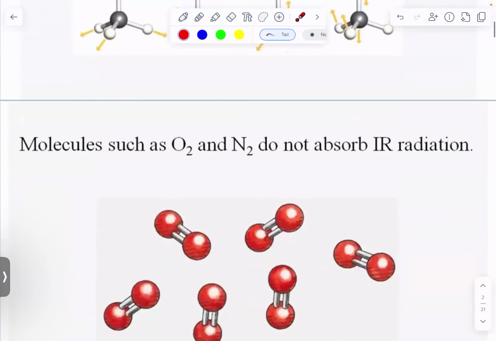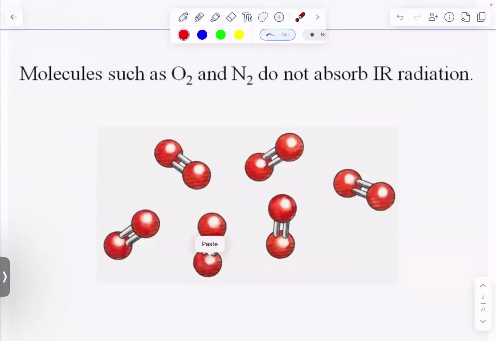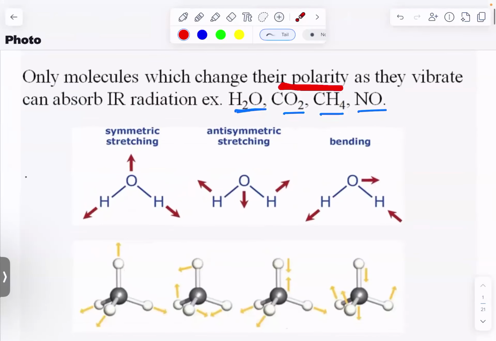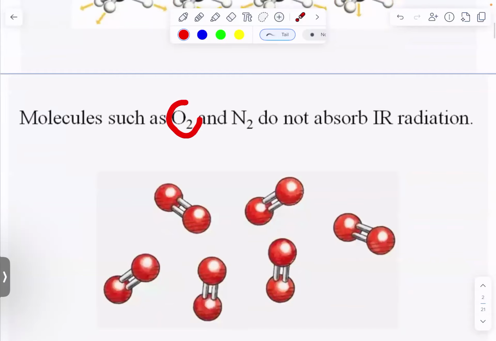Okay. Molecules such as oxygen and nitrogen do not absorb IR radiation because there is no polarity. If there is no polarity, there is no difference of electronegativity, then the infrared radiation would not be absorbed. This is a question in your past paper: why do oxygen and nitrogen not absorb infrared radiation? Because there is no difference of electronegativity. There is no polarity. You know that these are non-polar.